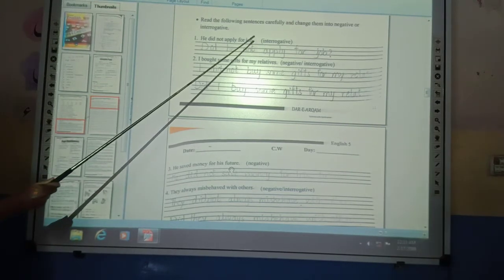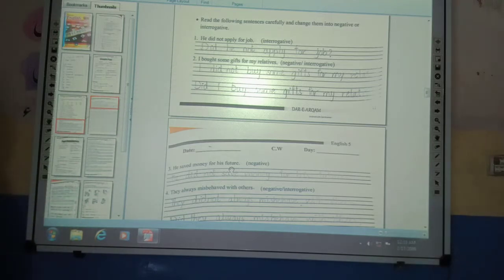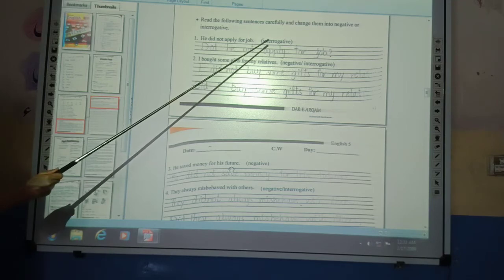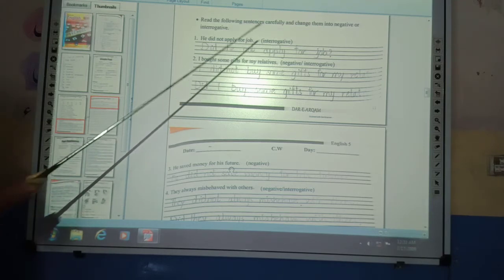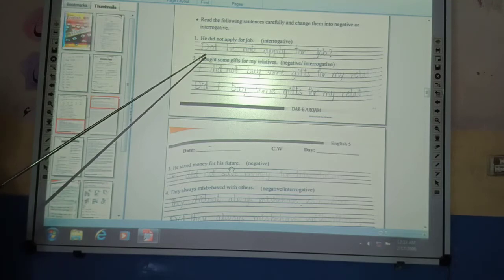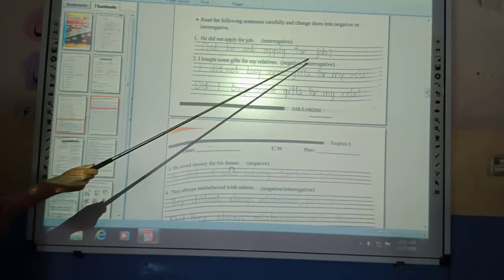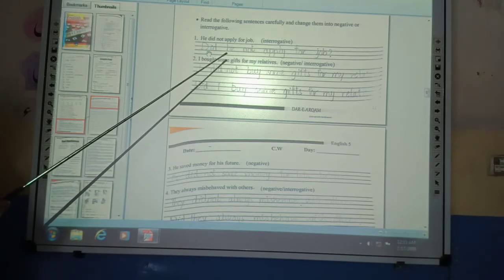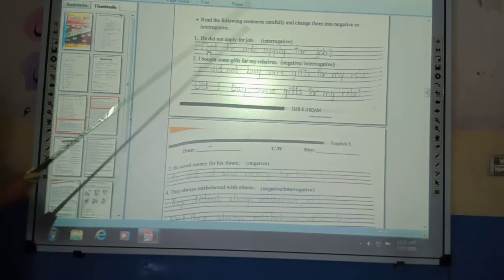Read the following sentences carefully and change them into negative or interrogative. He did not apply for a job. We have to change this into an interrogative sentence. So did will come at the start of the sentence. Did he not apply for a job? We have used did here, so after did we will use the first form of verb.